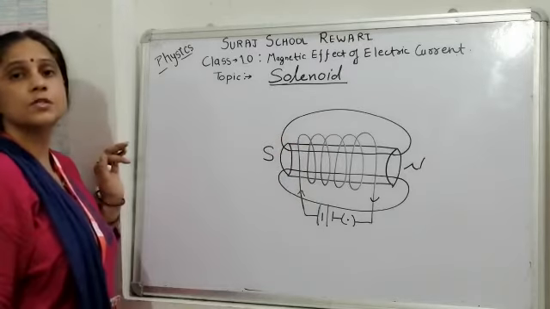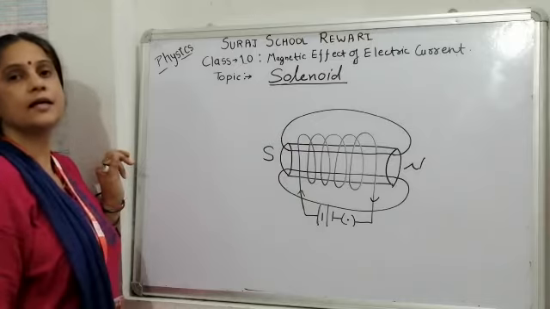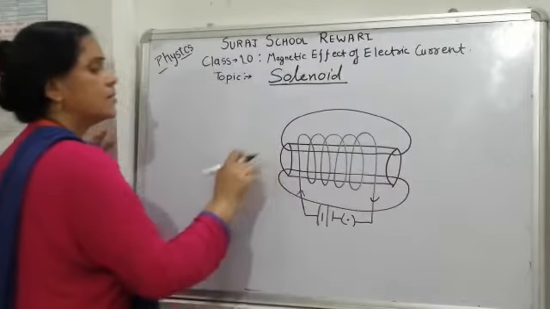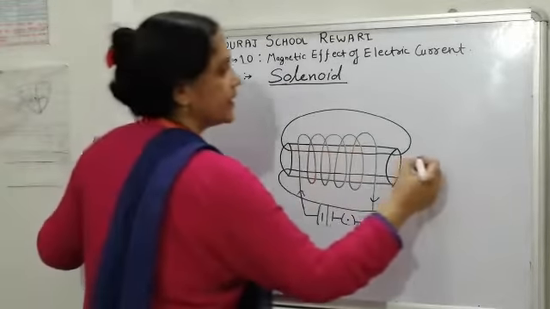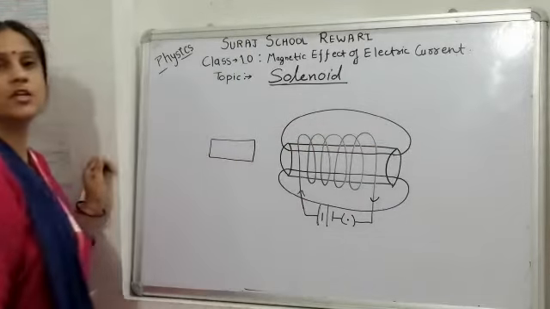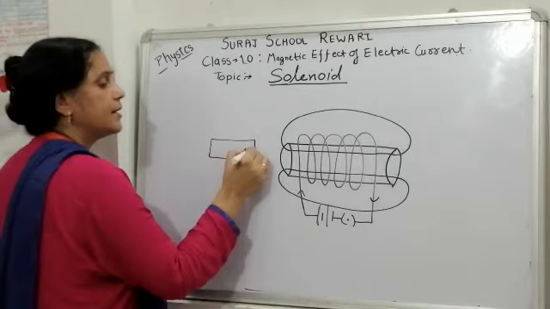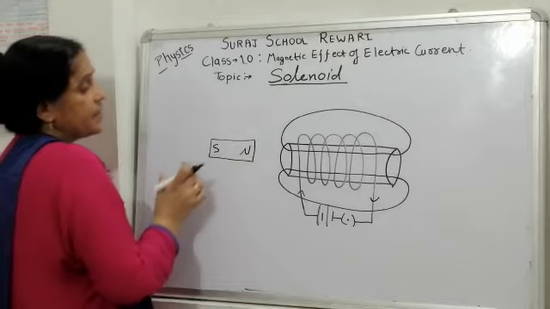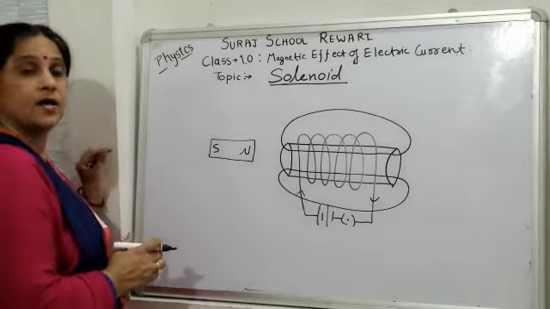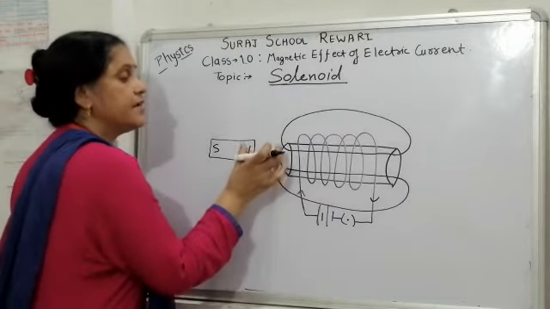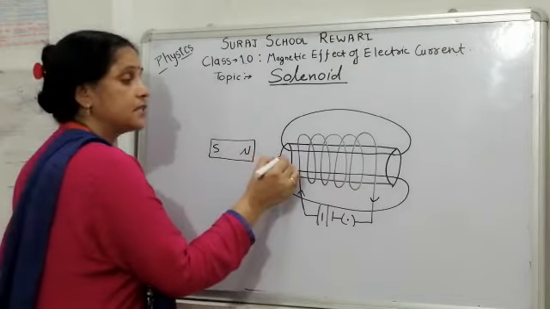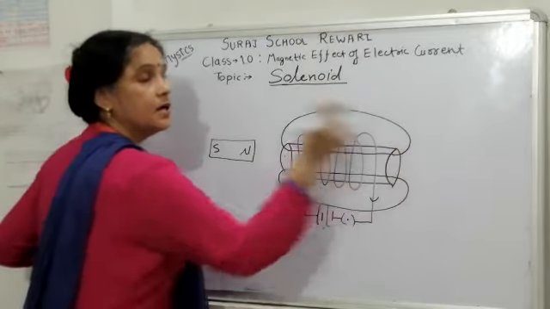We can find out the poles of the solenoid with the help of a bar magnet also. Suppose we don't know the poles of the solenoid here. We take a bar magnet. A bar magnet is a permanent rectangular shaped magnet. On the bar magnet, the north pole and south pole are indicated. If we bring the north pole of the bar magnet near the solenoid and we see there is an attraction force between the solenoid and the bar magnet, then definitely it will be the south pole of the solenoid and the other one will be the north pole.